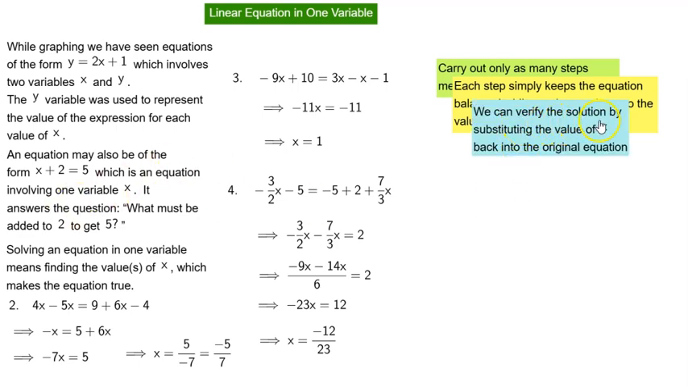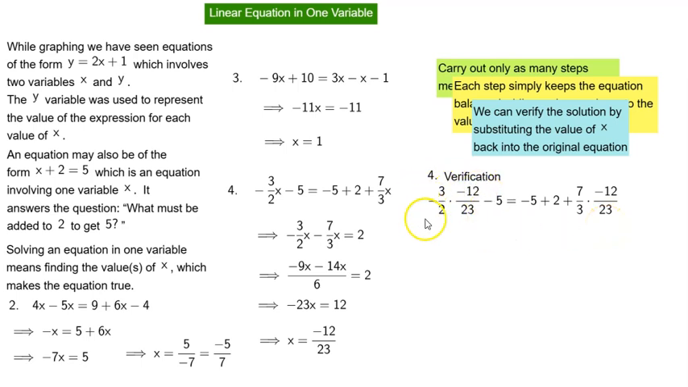Now, we can verify the solution by substituting the value of x back to the original equation. So let's verify the fourth one. So what are we doing? We are taking x is equal to minus 12 by 23. So we will substitute x with minus 12 by 23. Minus 3 by 2 times minus 12 by 23 minus 5 is equal to minus 5 plus 2 plus 7 by 3 times minus 12 by 23.